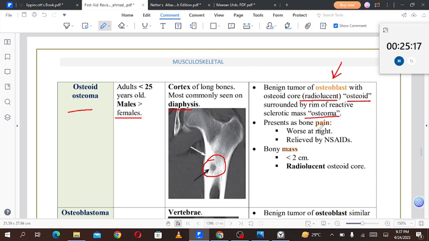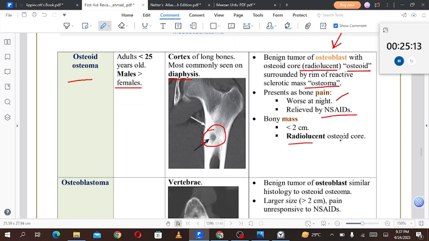Osteoid osteoma presents as bone pain, worse at night and relieved by NSAIDs. The bone mass is less than 2 centimeters, with a radiolucent osteoid core. So there will be a radiolucent osteoid core, and the bone mass will be less than 2 centimeters.